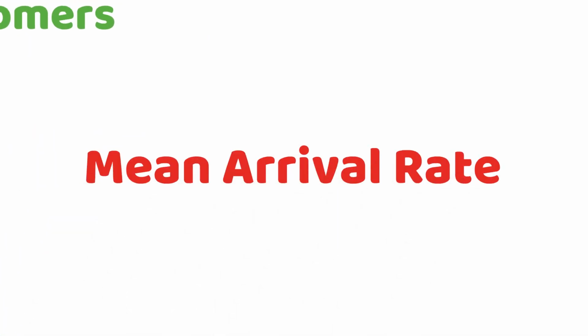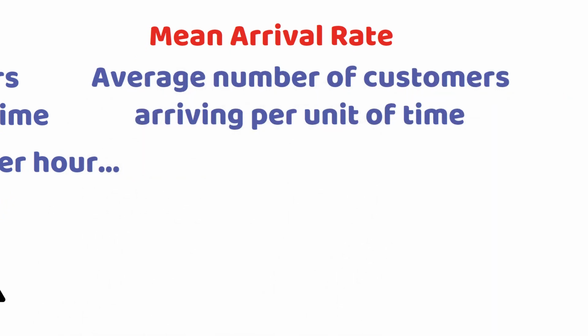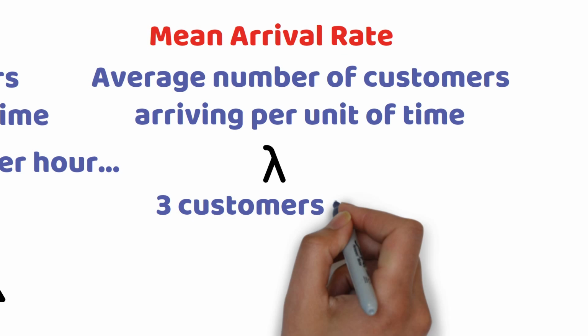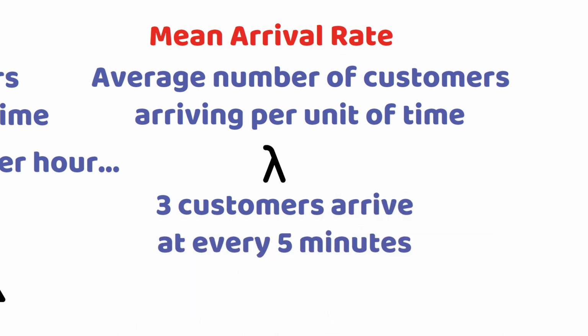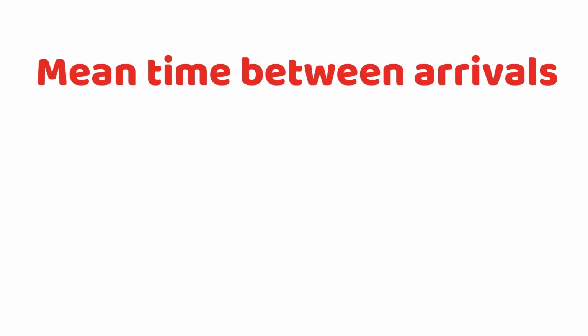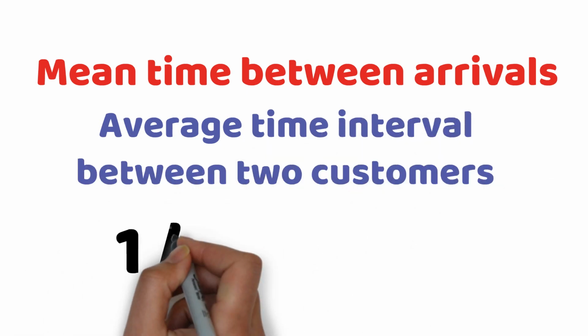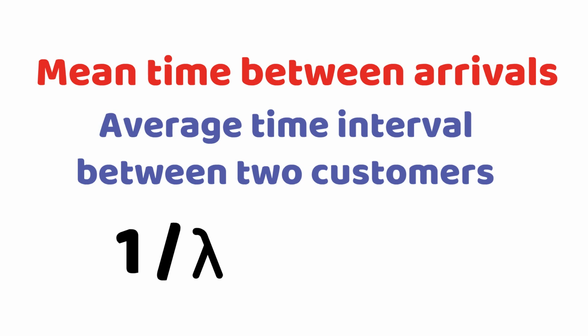Mean arrival rate. It is the average number of customers arriving per unit of time. It is denoted by the Greek letter lambda. For example, if an average of 3 customers arrive every 5 minutes, the mean arrival rate would be 3 by 5. Mean time between arrivals. It is the average time interval between 2 customers. It is denoted by 1 upon lambda. In the above example, the mean time between arrivals would be 5/3.